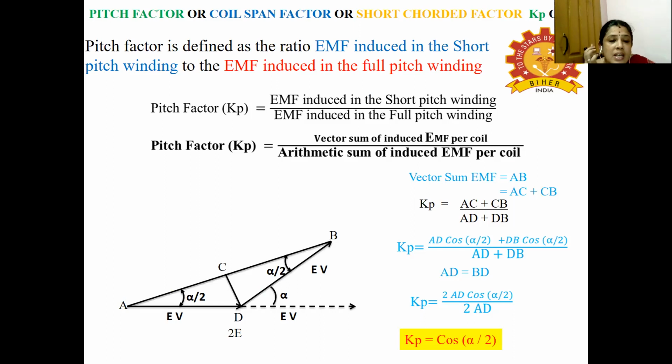From here you can see this. This is your arithmetic sum. So the total will be A to B. So the vector sum will be equal. Vector sum EMF is equal to AB is equal to AC plus CB. Kp is equal to AC plus CB divided by AD plus BD.